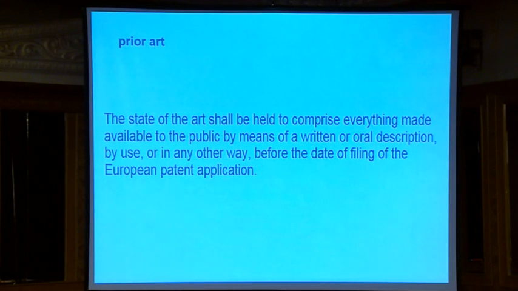If you look to the definition of prior art, it said that prior art shall comprise everything made available to the public by means of written or oral description, by use or in any other way, before the date of filing of the European patent application. Now, the question was, are the documents and the information that is handled by standard setting organizations publicly available? The word public was important there.